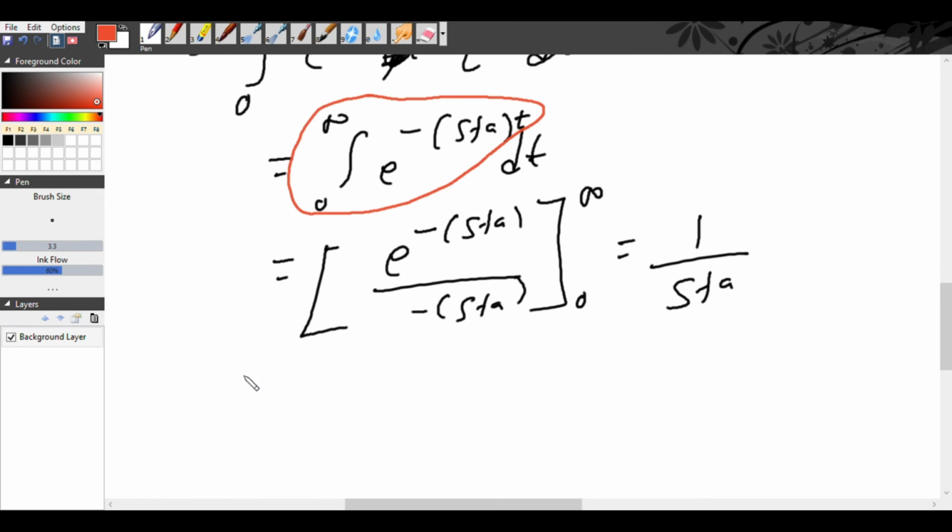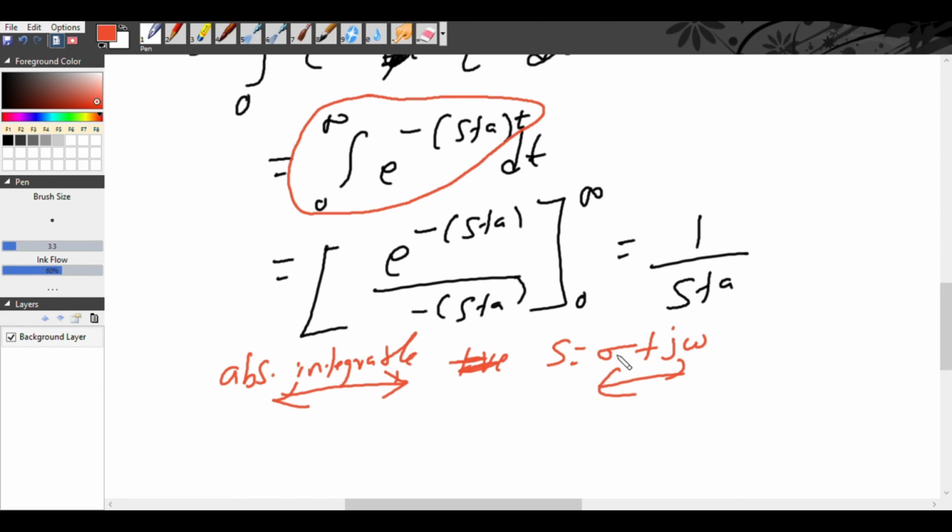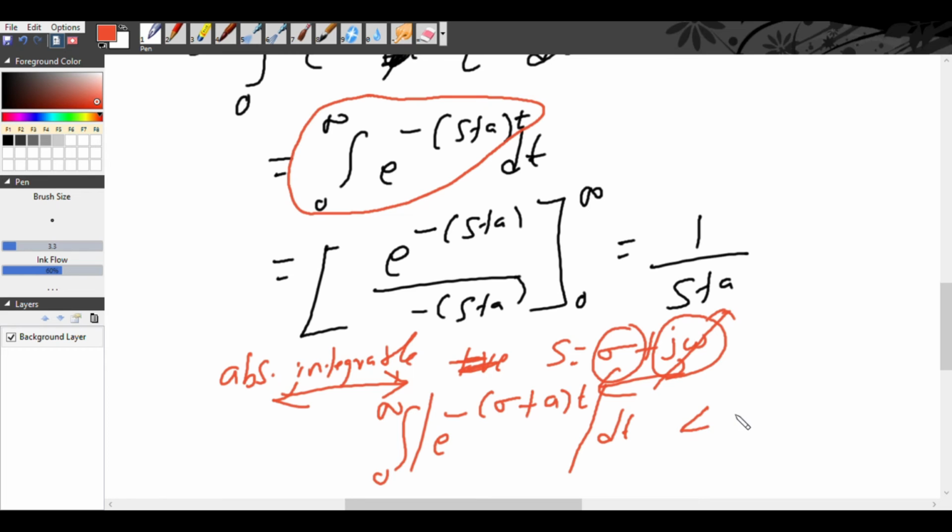As I told earlier, we have to find whether the particular integral is absolutely integrable or not. Then only can we conclude the Laplace transform exists. This equation will reveal a lot of things, because s is equal to sigma plus j omega. We take the magnitude, the modulus, so we are not worried about the j omega part, only the integral of e power minus (sigma plus a) t dt. This should be less than infinity.